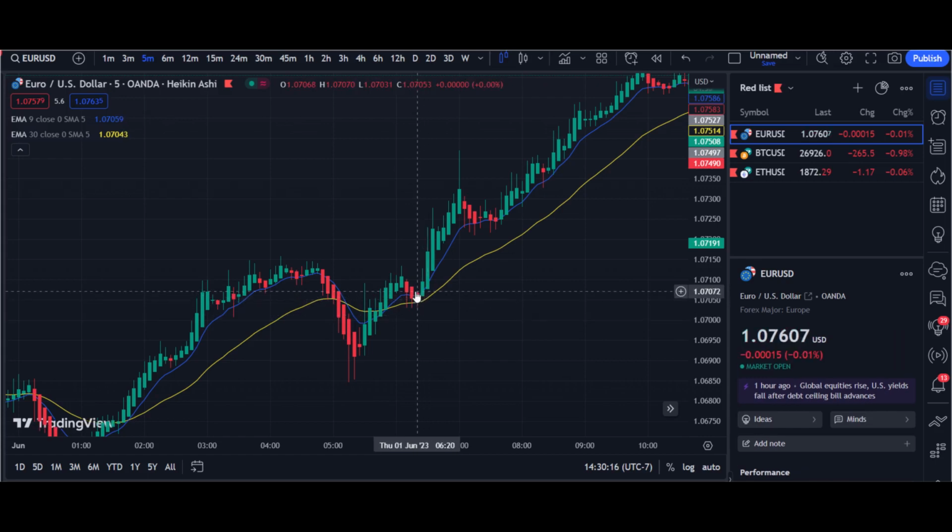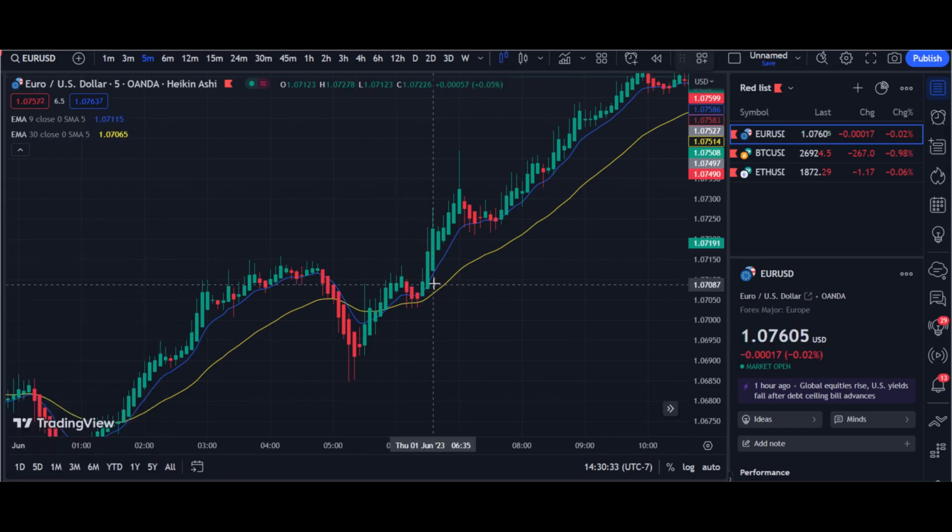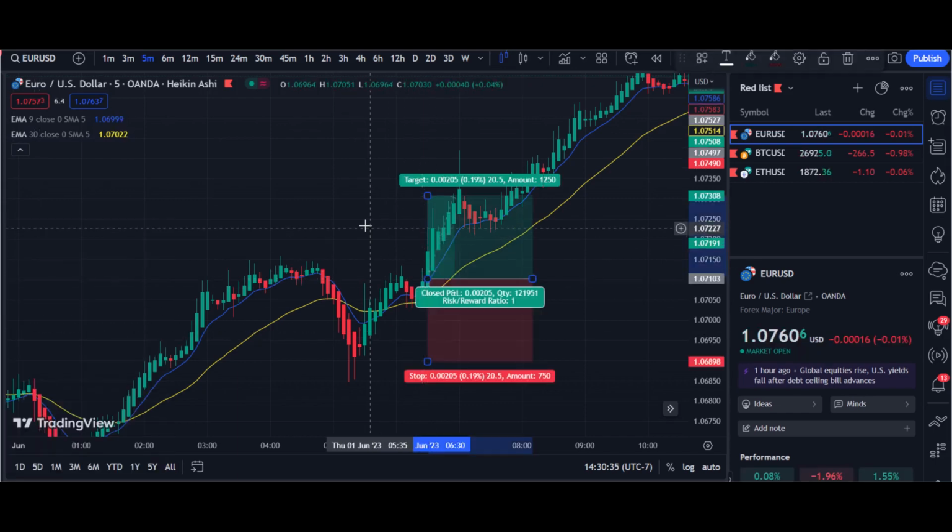So after we can see that most of this candle right here closed below the blue line, what we're going to do is we're going to wait for the next green candle to close. If it is mostly or completely above the 9 EMA, we can take our first long position. So we'll take our long right here.